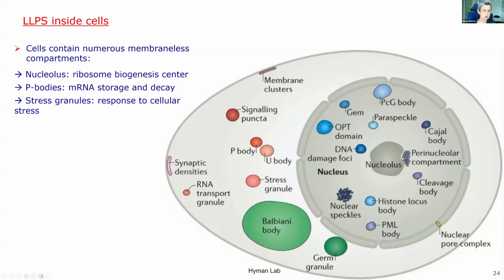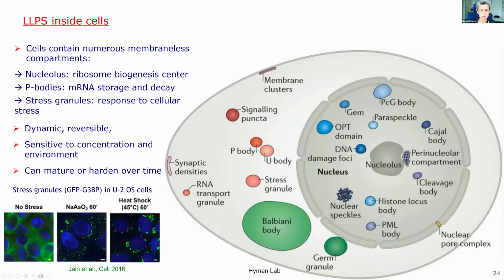An example for such condensates are membraneless organelles such as the nucleolus, P-bodies, and stress granules. These condensates in cells are dynamic, sensitive to concentration and environment, and can mature, like age, over time. And this is one example here of the G3BP protein homogeneously distributed in the cells, but then when you're exposed to heat shock or chemical shock, condensation appears.